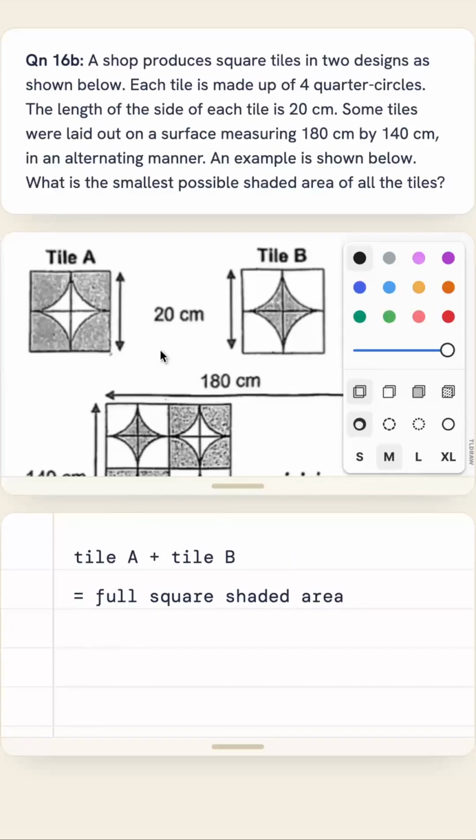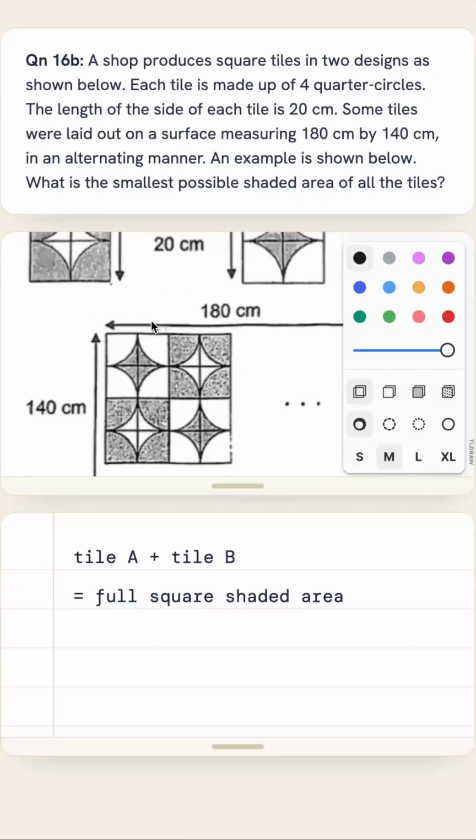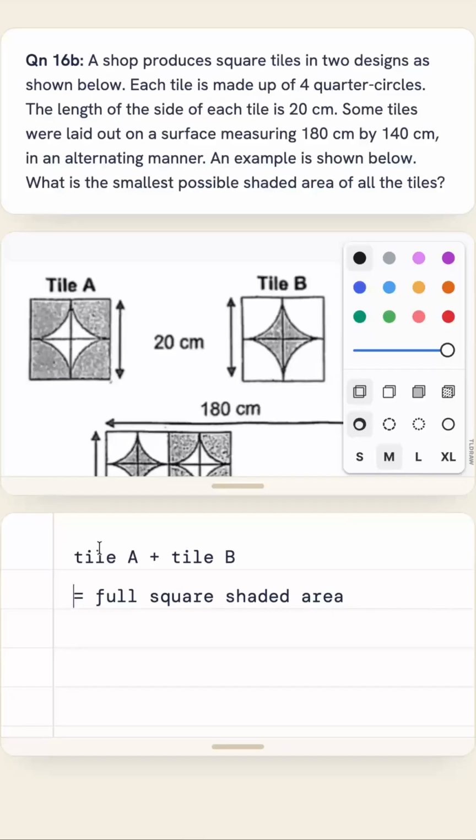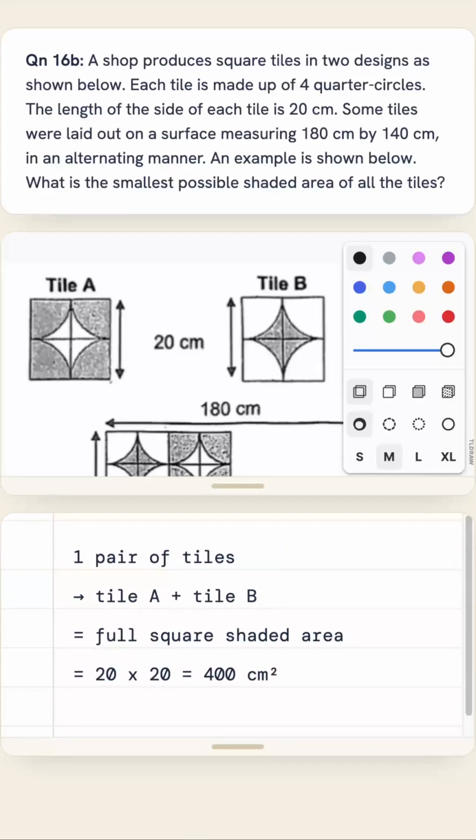So now the harder part is when it is in this alternating manner. For tile A and tile B over here, we get the full shaded square area. It's basically 20 times 20, and this will give us 400 square centimeters. So that is one pair of tiles, basically tile A plus tile B.